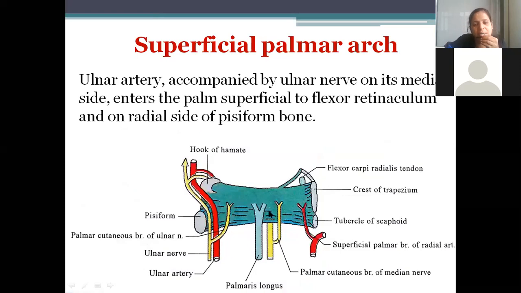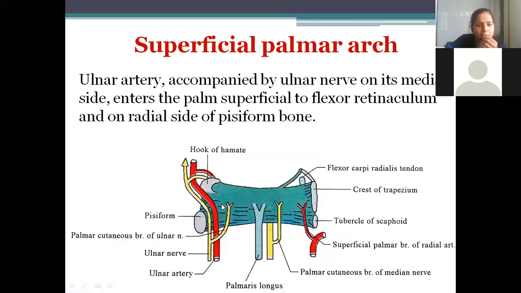You remember the medial attachments and lateral attachments? Medially, pisiform and hook of the hamate; laterally, scaphoid and trapezium tubercle. If you recollect the flexor retinaculum class, I told you a few structures go superficially. One was palmaris longus. Now we are concerned about the formation of the arch, so see here, this is the ulnar artery.